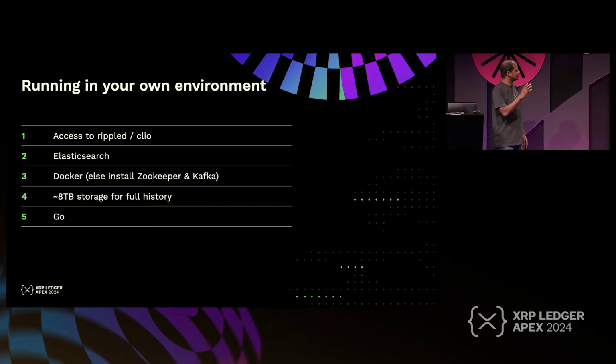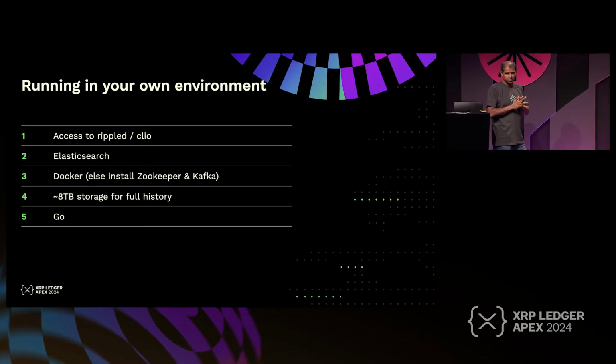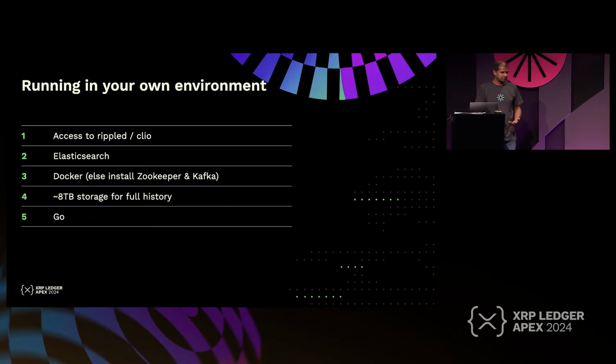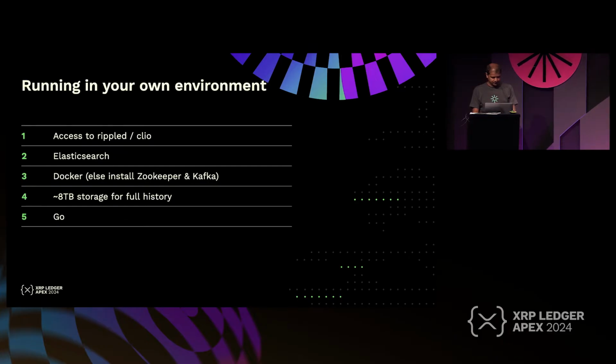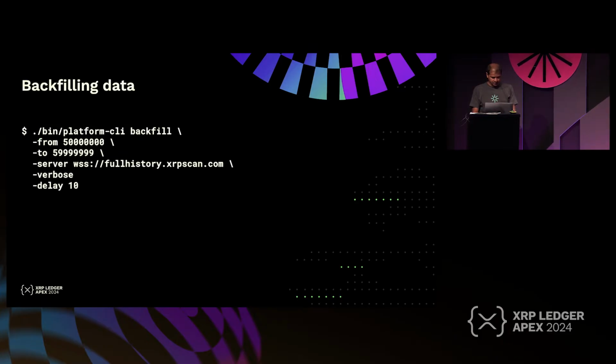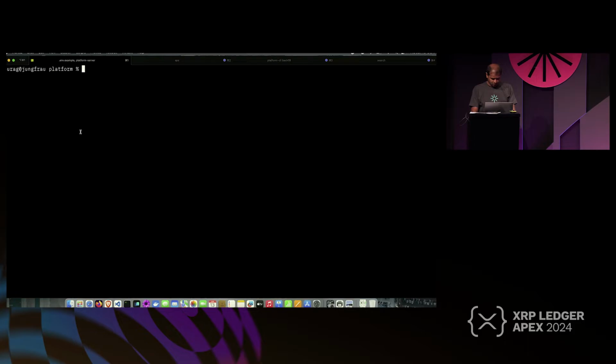And for this, I've not indexed the entire full history, but you need about 8 terabytes of storage. Fast storage is good, NVMe storage is very good. And the code itself is written in Go, so if you have a Go compiler, you'll be good to go. So I'll briefly show how you can run it. You can see the font is good enough.